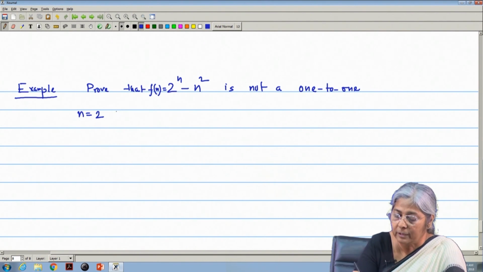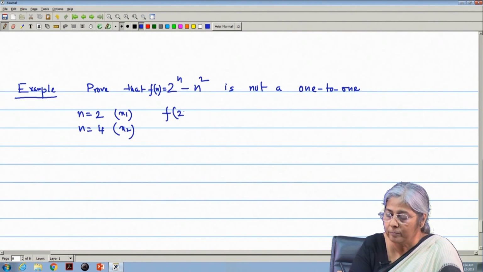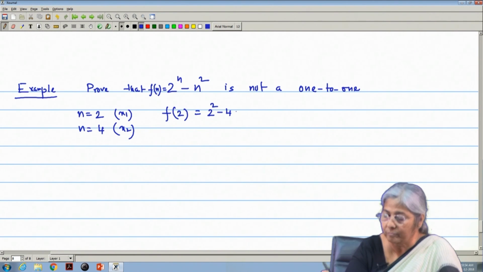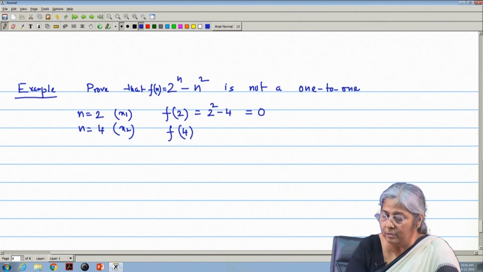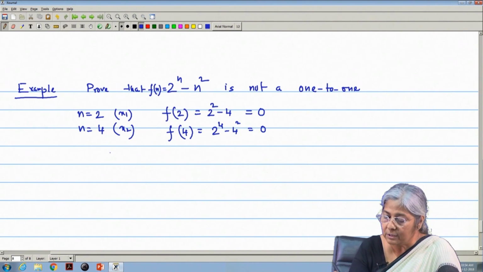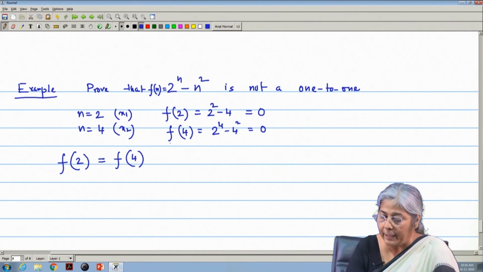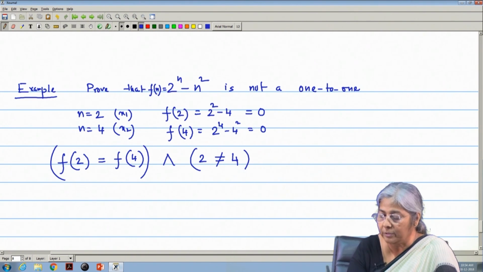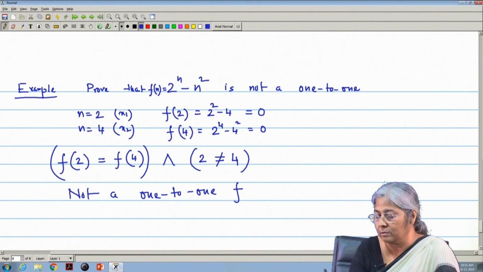and n equal to 4, because I have this is x1, n equal to 4, I have x2 say. Now, what is f of 2? f of 2 is 2 square minus 4, is 0. I have f of 4 is 2 to the power 4 minus 4 square is 0. So, what we see that f of x1 equal to f of x2 and x1 not equal to x2, that 2 not equal to 4. So, that means it is not a one to one function.